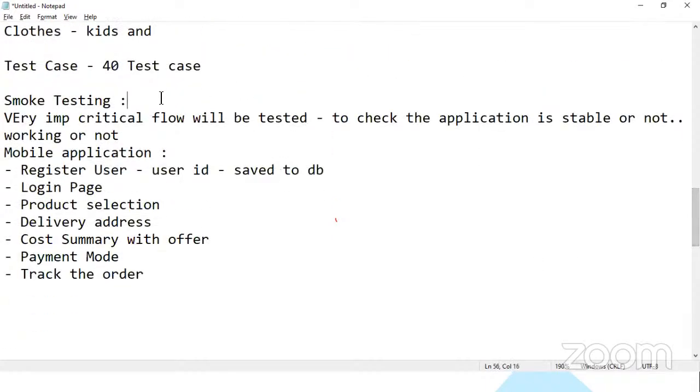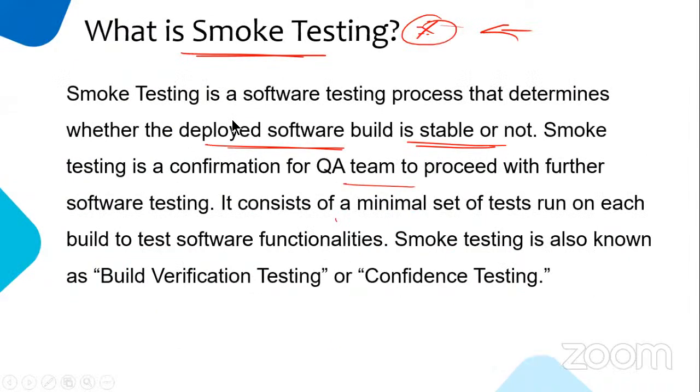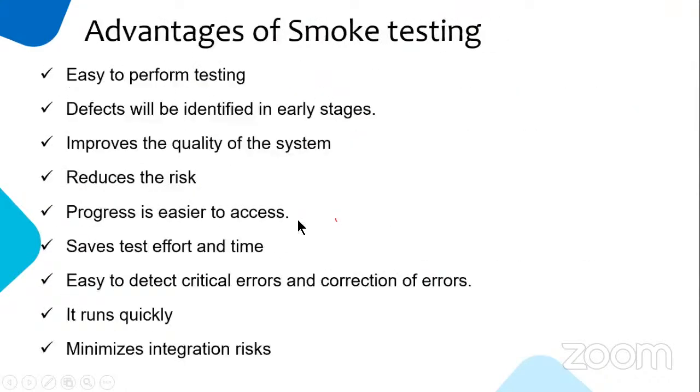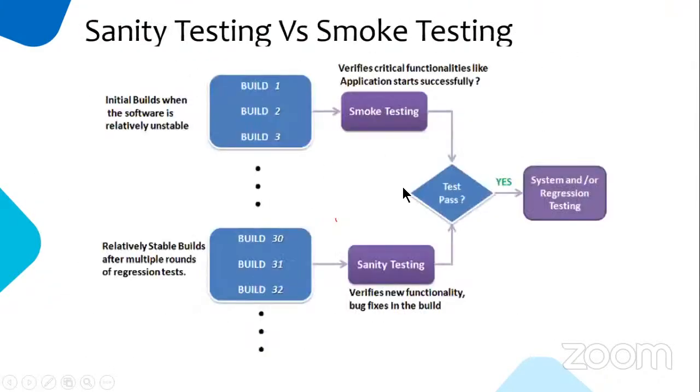That we call smoke testing. Mostly, we have three to four test cases. If you see the definition, smoke testing is a software testing process that determines whether the deployed build is stable or not. Okay, let me go to another one. See here, this will give more clarity.